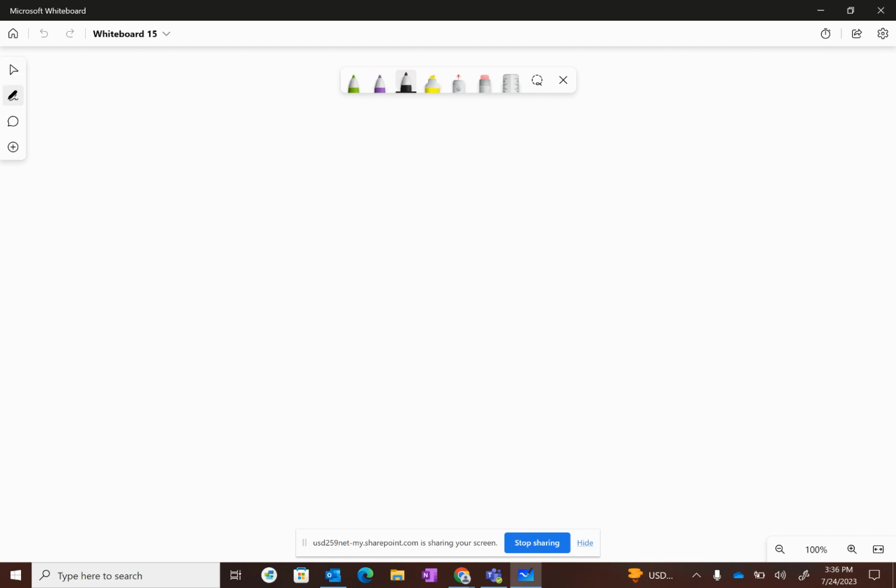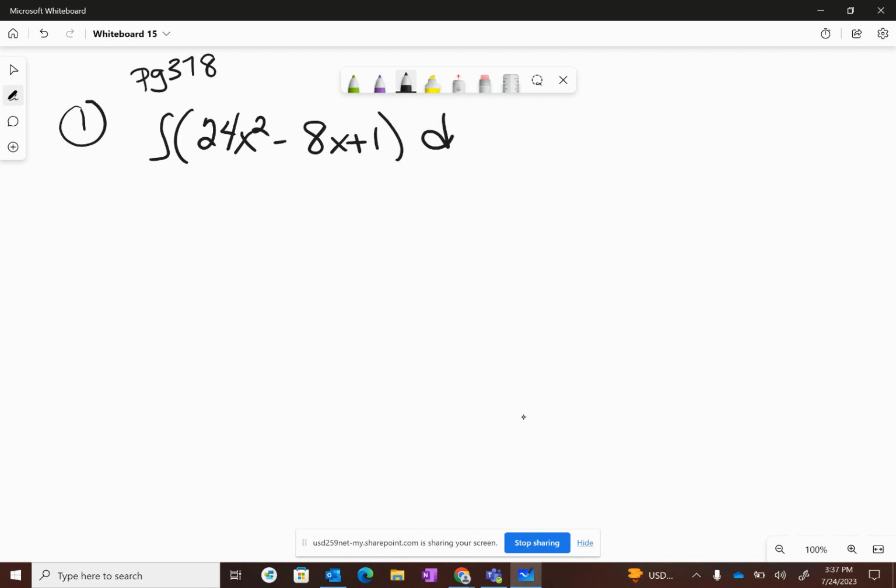So the first problem is actually number 1, and I noticed this is part of the review that's listed on page 378 if you need to find it in your book. It is the integral of 24x squared minus 8x plus 1 dx. So remember, this little symbol means integral or integrate, and you're going to go backwards.